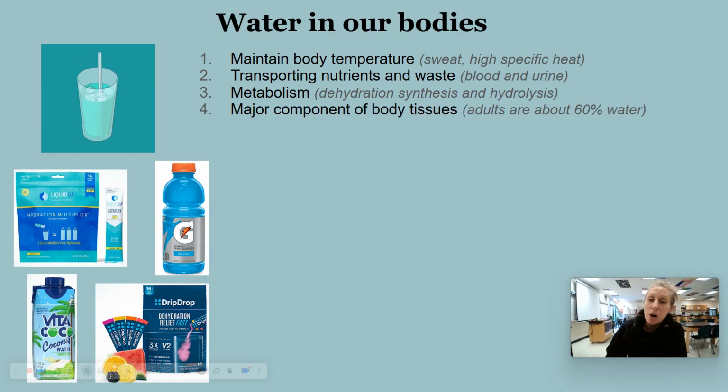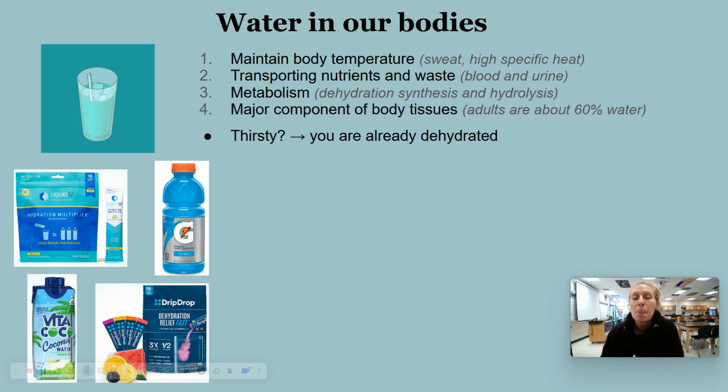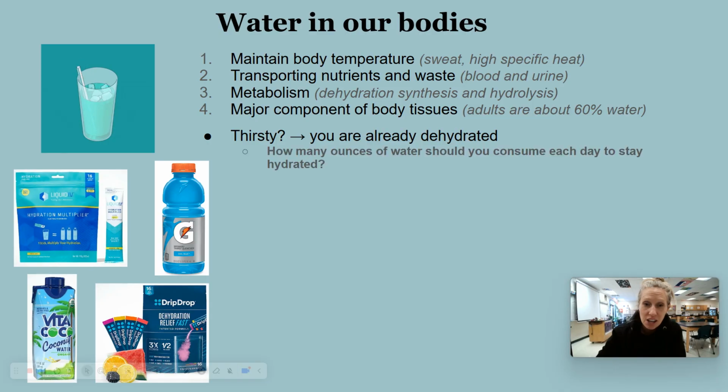And then water is a major component of our body tissues. A lot of times people think that people are about 75% water, and that might be true for babies. They're very squishy, but as an adult, we are more about 60% water. But still, that's a lot of water in our cells. If you are feeling thirsty, that means that you're already dehydrated. So proper hydration means that you shouldn't feel thirst if you are already consuming enough water.